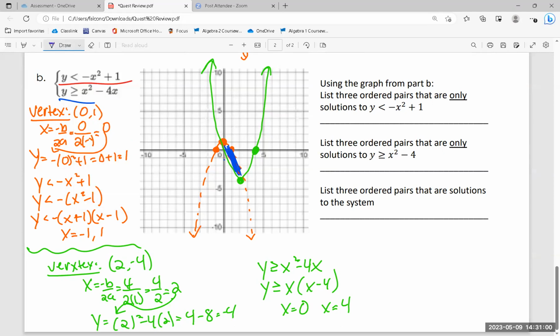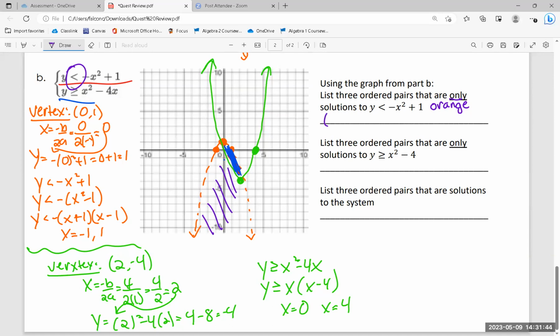Okay, so this last question, using the graphs from part B, list 3 ordered pairs that are only solutions to y is less than negative x plus 1. So we want to look, this is the orange one. So we want to list 3 points that are solutions to just that orange one. And we wanted everything less than that. So we can just literally put any ordered pair that's below that parabola, because we want only a solution to that parabola. So it doesn't have to be in the solution set to both of them.